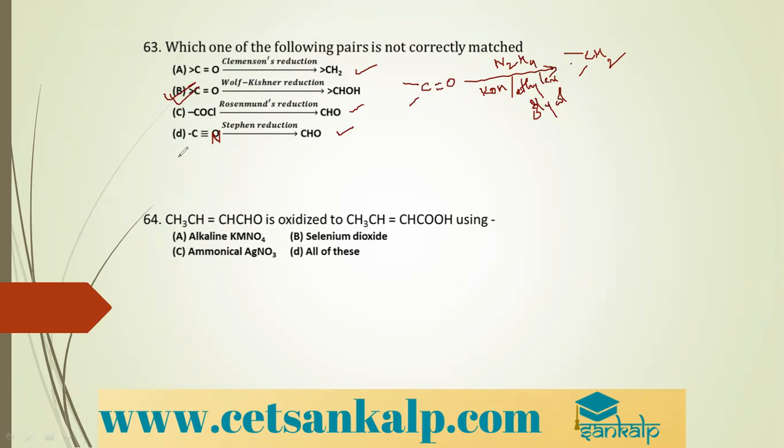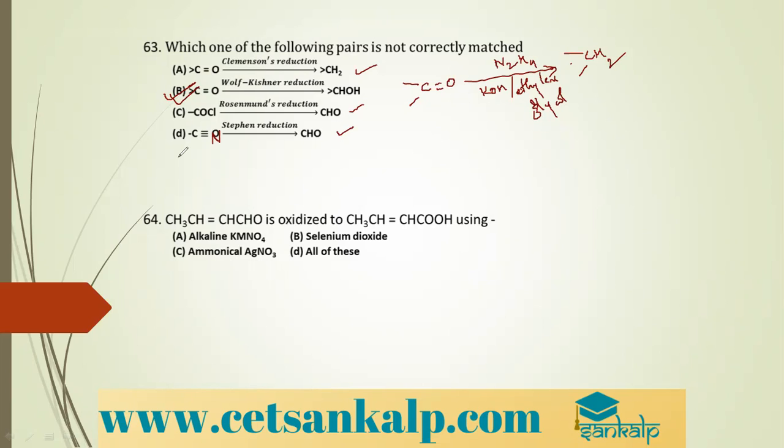64th question. CH3CH=CHCHO is oxidized to CH3CH=CHCOOH. So what is happening there, students? Please look. Only the CHO group is getting converted to a carboxylic group. That means a very weak oxidizing agent has to be used, because if you use a very strong oxidizing agent, even the double bond gets converted. So which is the weak oxidizing agent there?